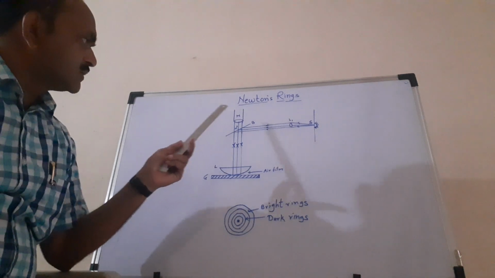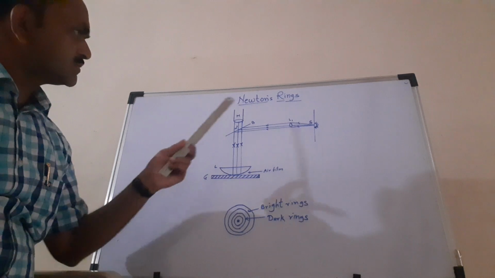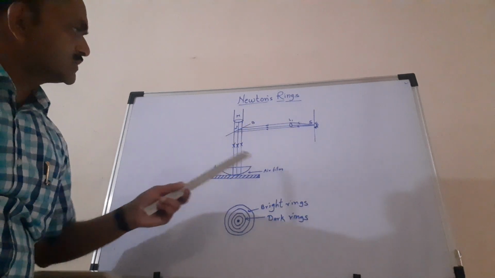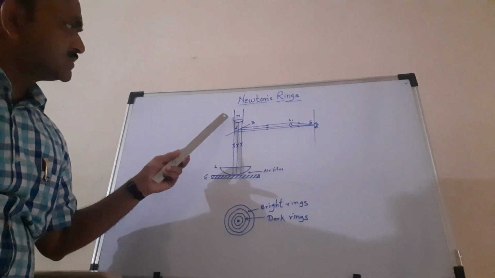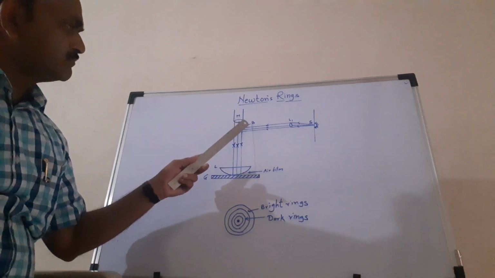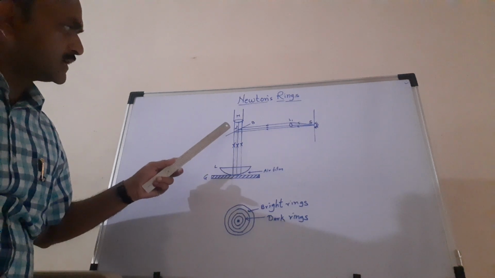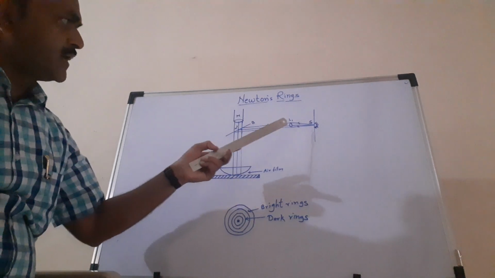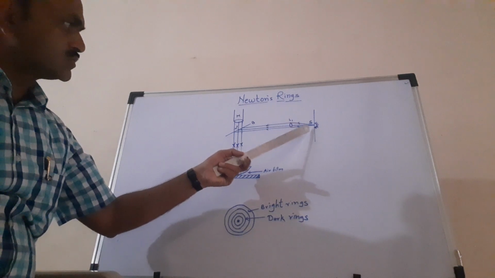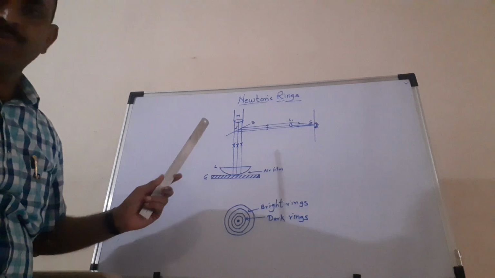So this is the construction of the Newton's rings apparatus. This is the microscope. B and G are the two glass plates. The B plate is inclined at a 45-degree angle. This is the source. This is the lens L1. This is the plano-convex lens.